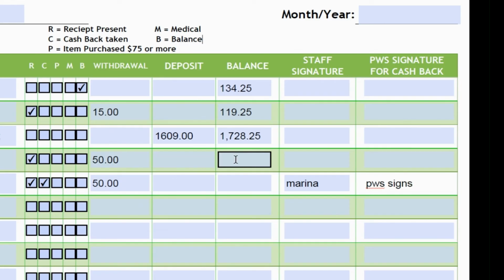And so then again, we're going to go over and update the balances. So 1728.25 minus 50. So that's 1678.25. And then minus another 50.